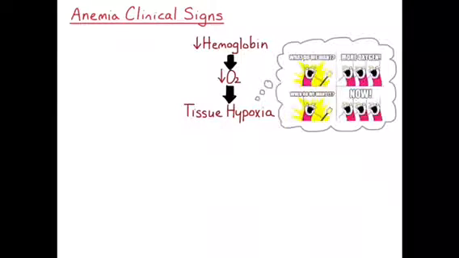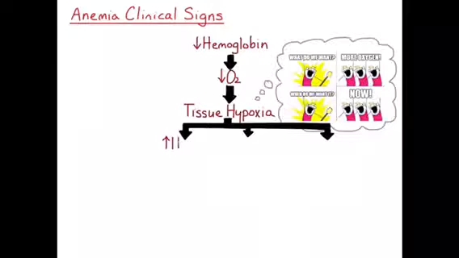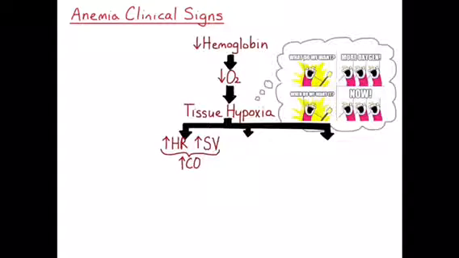The tissues respond by saying, we need more oxygen. So the body undergoes compensatory mechanisms to increase blood flow and increase oxygen to the tissues. The first of which is that there can be an increased heart rate, so tachycardia, increased stroke volume, and as a result, there's an increased cardiac output to make the blood flow faster through the blood vessels.